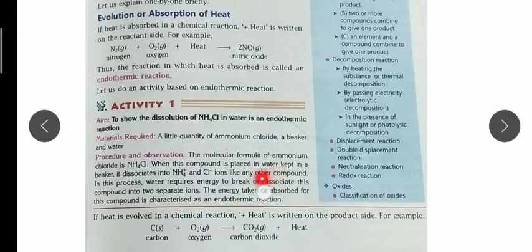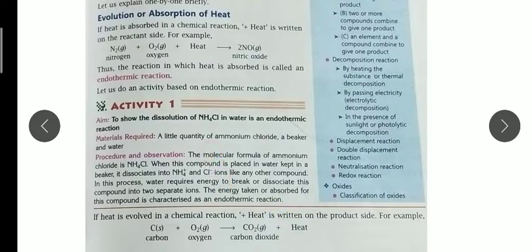When this compound is placed in water in a beaker, what will happen? It will dissociate into ions. Ammonium chloride dissociates into ammonium ion NH4 positive, which is a cation, and chloride ion Cl negative, which is an anion. Water requires energy, so water absorbs heat energy, and it breaks down the ammonium ions and chloride ions from the ammonium chloride. The energy absorbed for this compound is categorized as an endothermic reaction. So this is the activity.